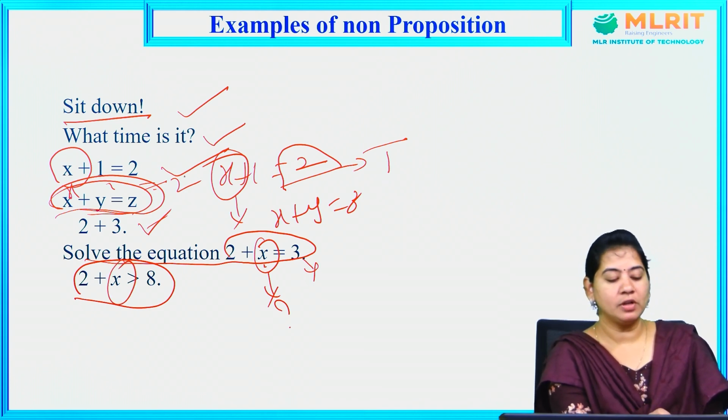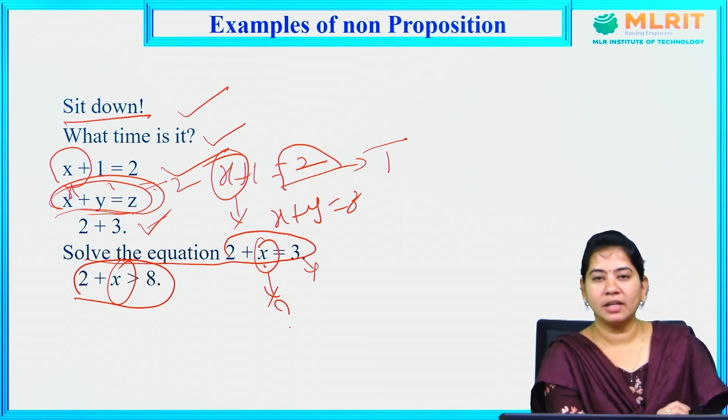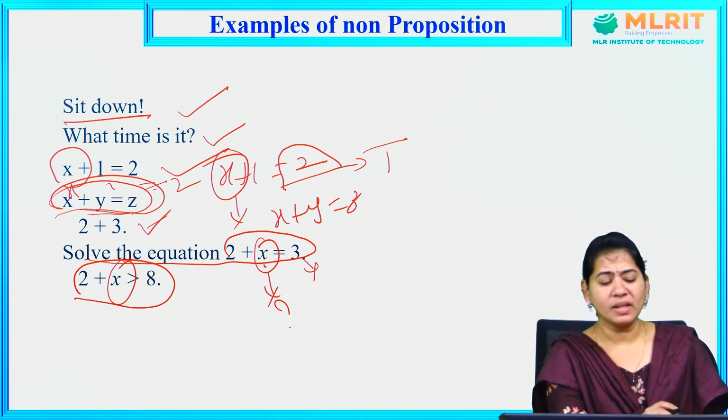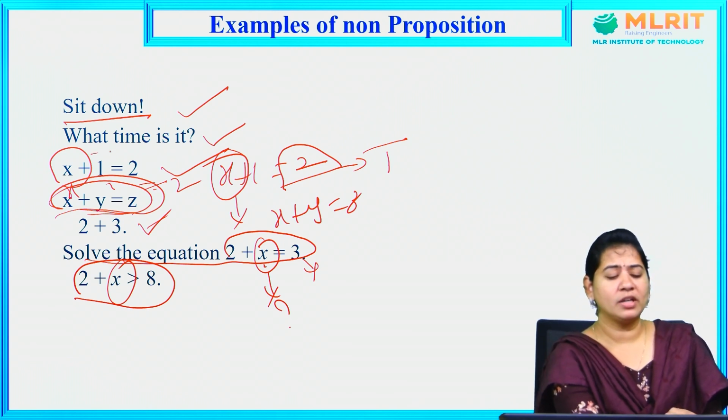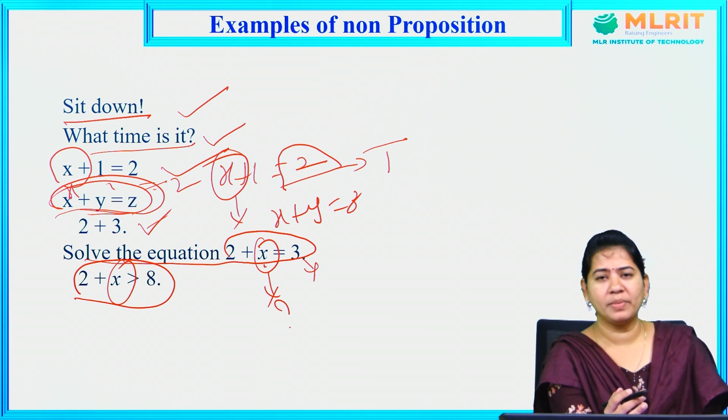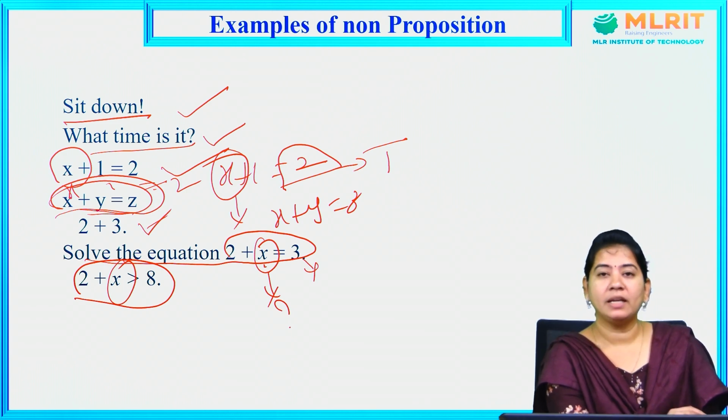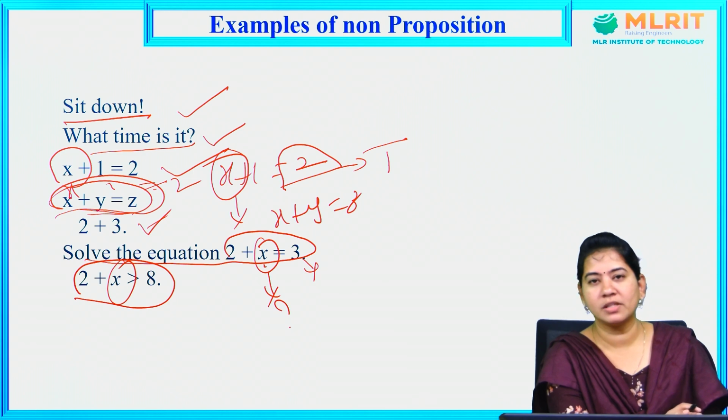So, if you observe all these examples, it is not giving any information. It is just saying, what time is it? Sit down means we are not getting any information, and from this we can decide that it is not a true statement and it is not a false statement.